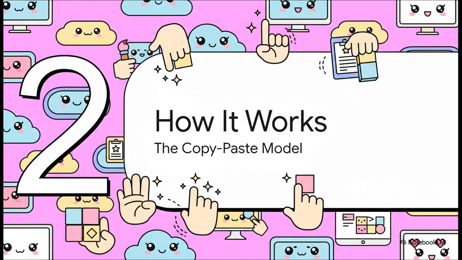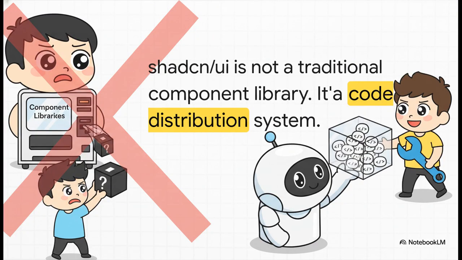Okay, so this philosophy sounds amazing, but how does it actually work? Let's demystify this so-called copy and paste model, because it's a lot more simple and a lot more powerful than you might think. All right, here is the absolute most crucial point to get. shadcn UI is not a component library in the traditional sense. You don't npm install it as a dependency. It's better to think of it as a code distribution system, a really smart tool that installs high-quality source code blueprints directly into your project.